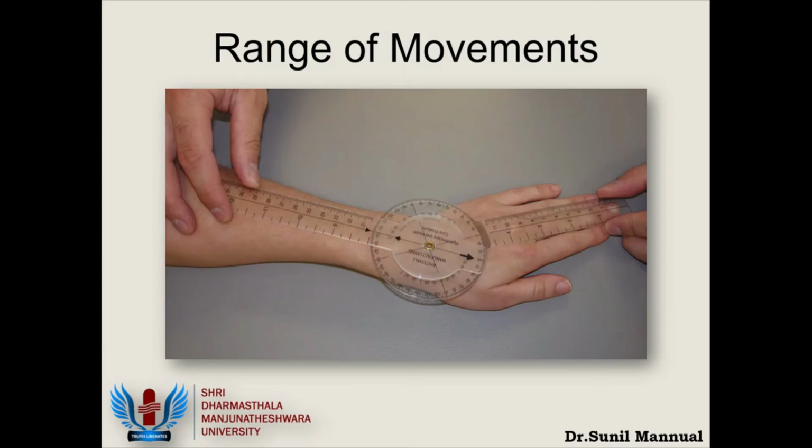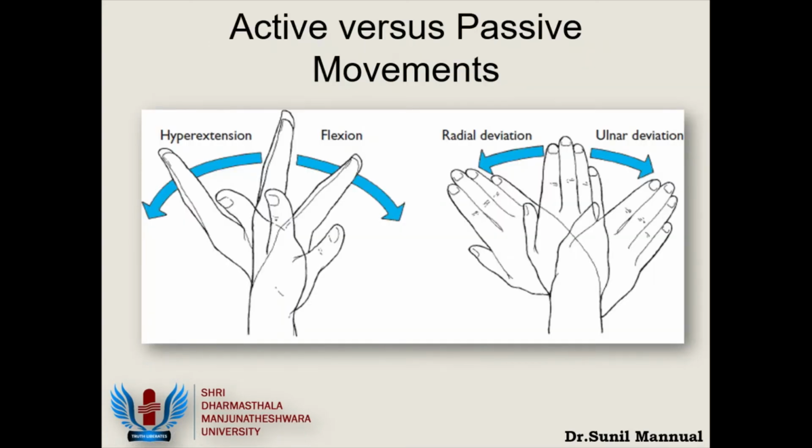Now we know that all these movements take place in the wrist. When you actually check for movements in the wrist, you have to check for active movements as well as passive movements. So that is important. First you check for active movements. Why do you check for active movements? Active movements are the movements done by the patient himself. When the patient is able to do active movements, it indicates that the patient's neurological system is also normal.